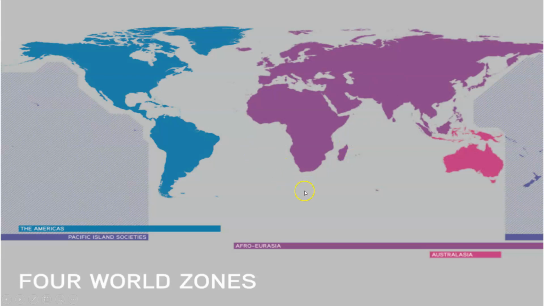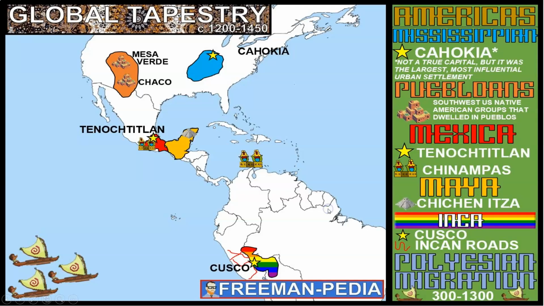Here's a map of the four world zones. Again, you can look at this. Here's Afro-Eurasia. They had the advantages. We're here in the Americas now. Now, this is from Freemanpedia, just to let you know. This is going to be the last map before we get into the assignment. These are the groups of people that were mentioned in your book, and the people of the Americas. And you can see this chart, okay?